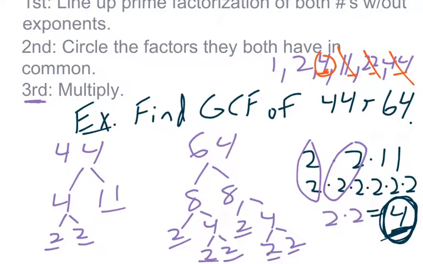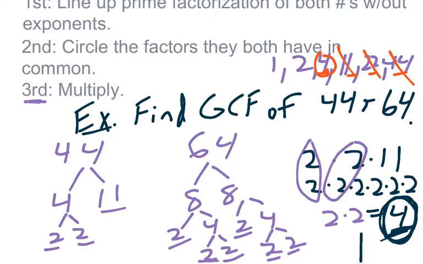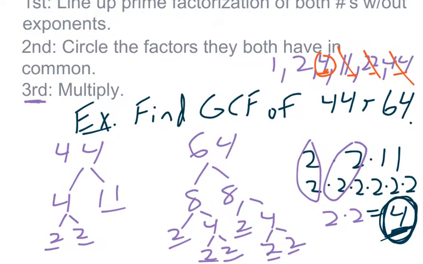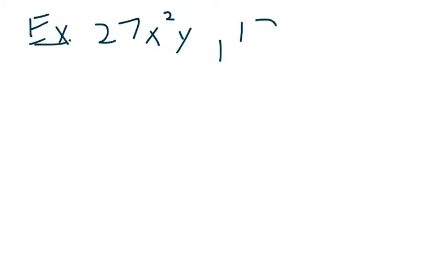Alright, so what if we have variables though, and we're finding the GCF of those? Well, it's going to be pretty similar. So, for example, say we had 27 x squared y and 126 x cubed y squared, and we were asked to find the GCF.